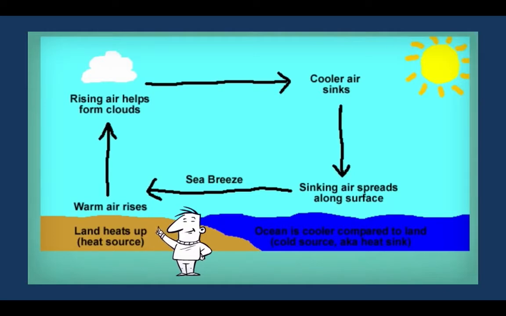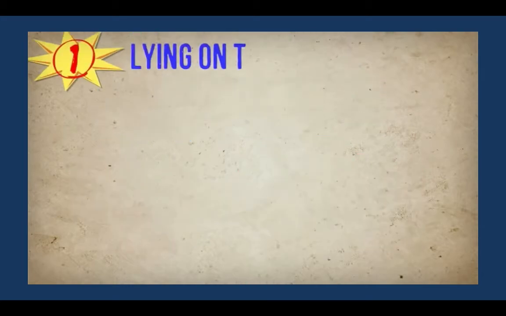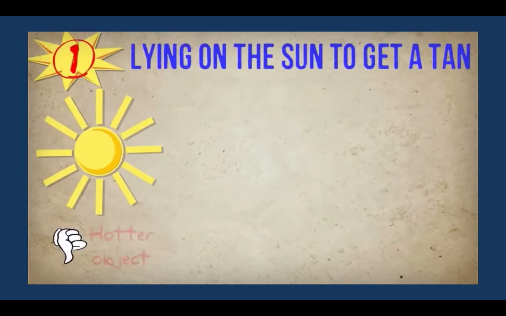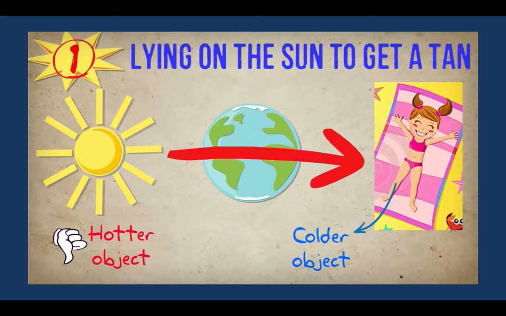At night, on the contrary, the land cools more quickly than the sea. Because of this, the convection current reverses, as warm air rises from the sea and the breezes blow from land to sea. Examples of heat radiation: lying in the sun to get a tan. The sun loses some of its heat, radiating it through electromagnetic waves to the earth and to the girl's skin, which in turn gains some temperature. As a result, the girl gets tanned.